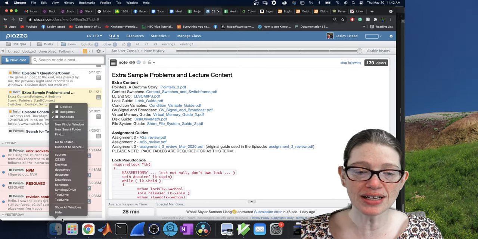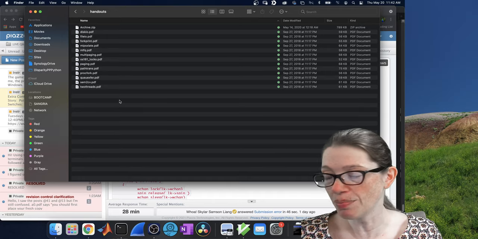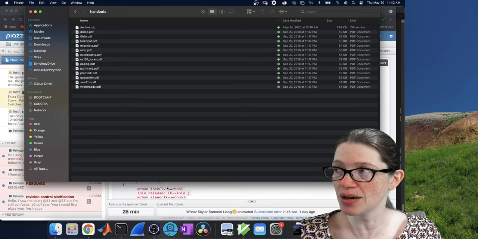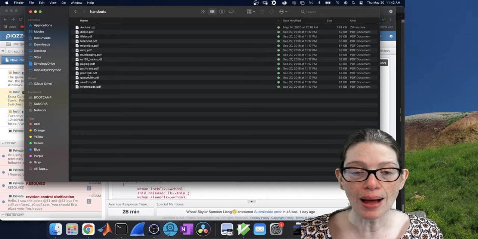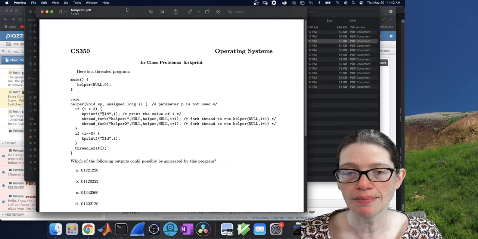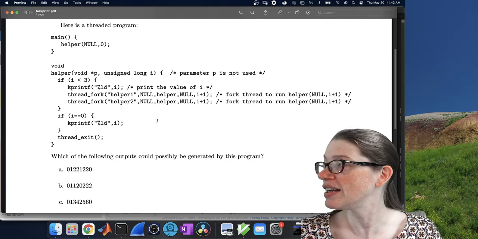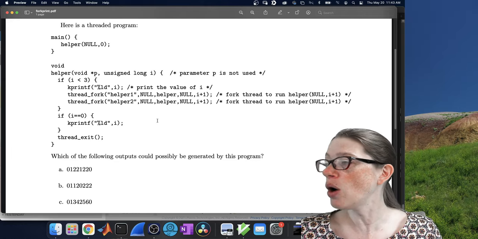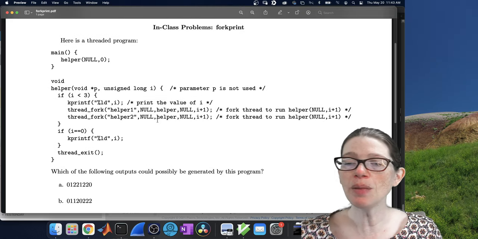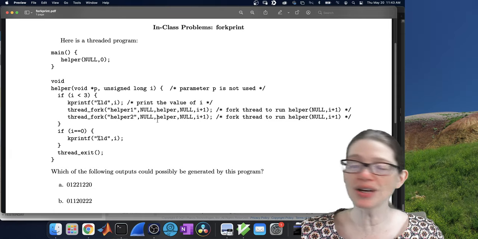All right, but what I would like to do now is a couple sample problems. So if you're following along at home and you have access to the handouts that are posted in that Piazza thread, open up the one called forkprint. Okay, so forkprint.pdf. So I've got it open here now. And what you see here is a little bit of pseudocode for OS161 to create some threads.